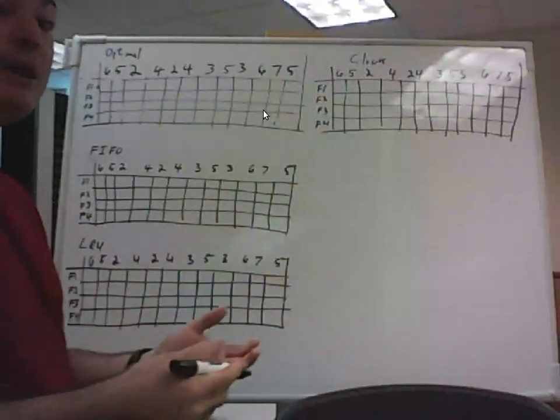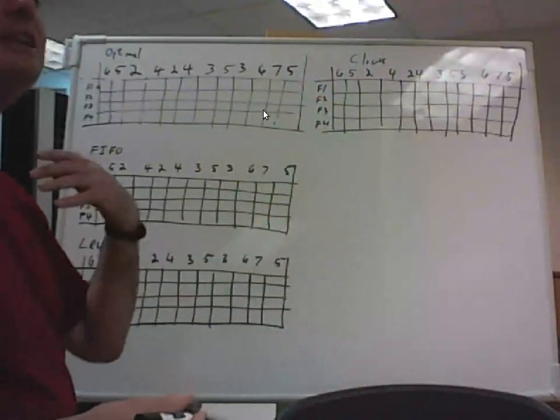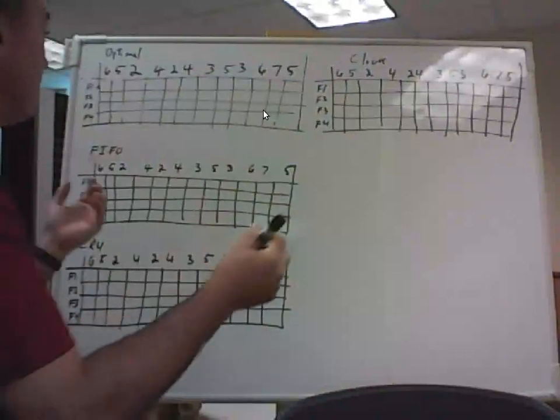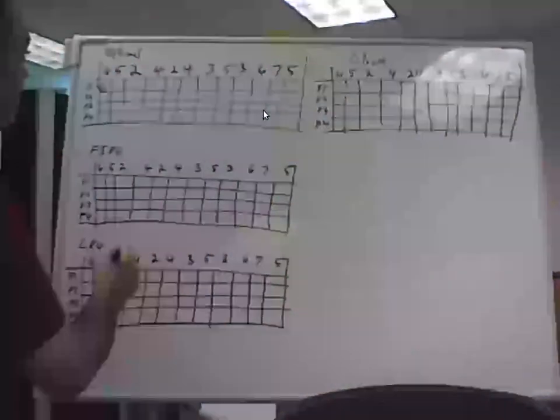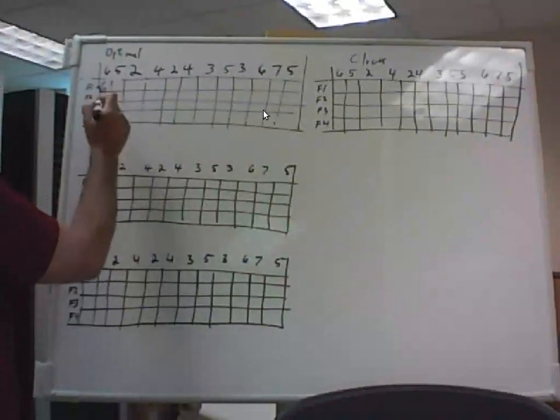So when we have a reference to 6, we need to place frame 6 in memory. So we're going to place it in frame 1 here.